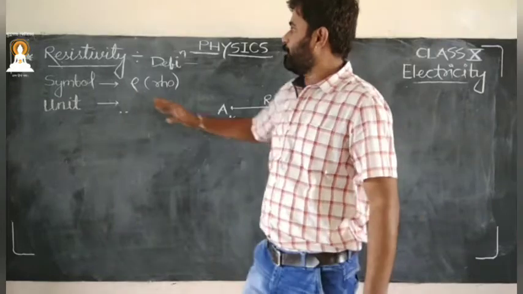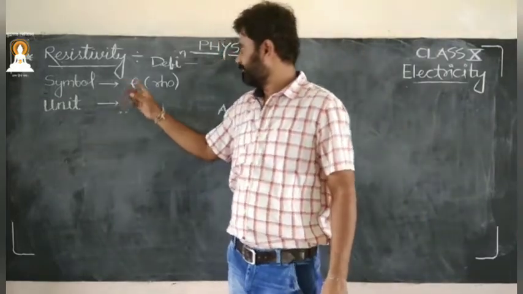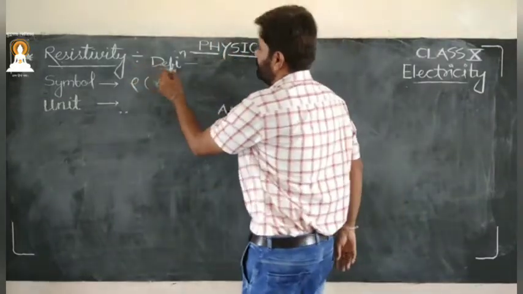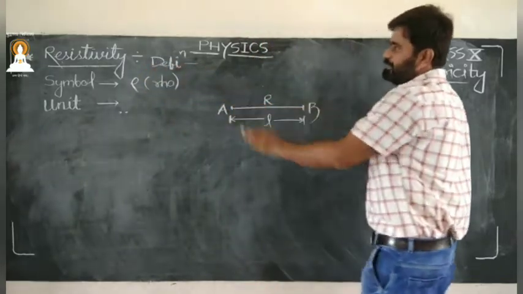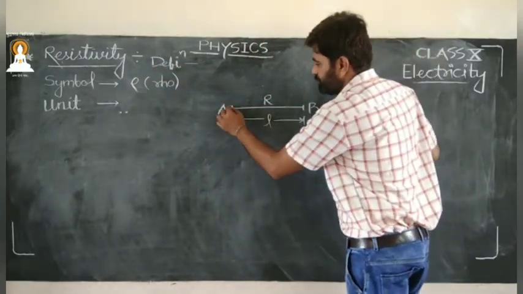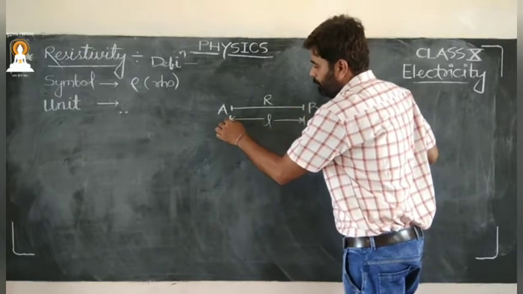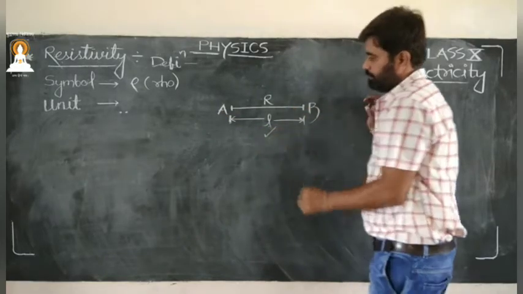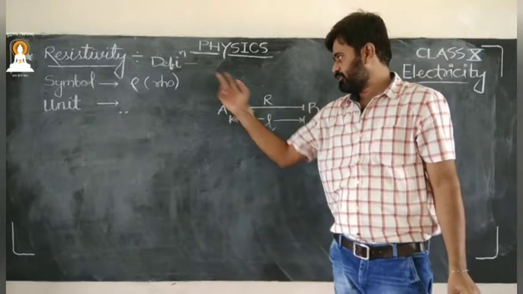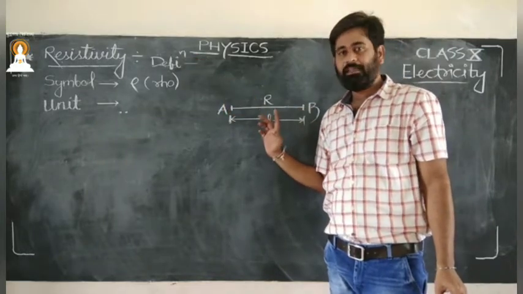Okay, so the next topic is resistivity. Definition: resistivity is nothing but the resistance offered per unit length.